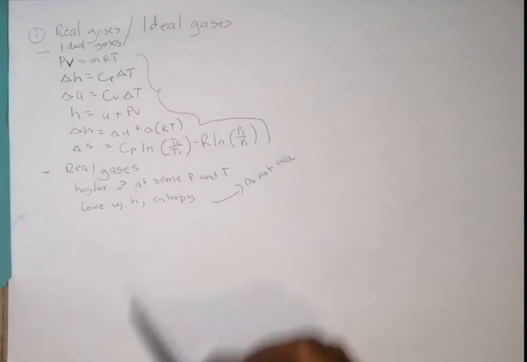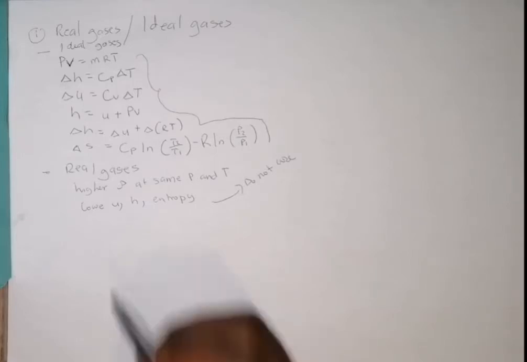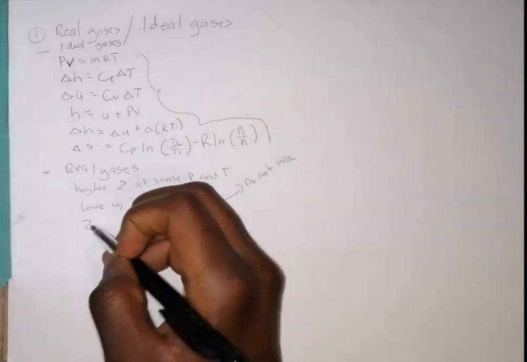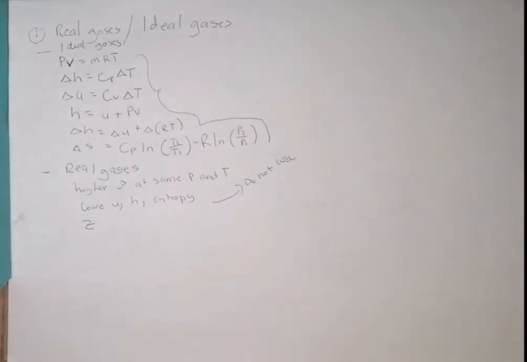As we go ahead, we're going to look at how we find the enthalpy and the entropy calculations for the real gases, but we do not use this unless there's a point where we look at the Z value, which we can use to determine the pressure and the volume.